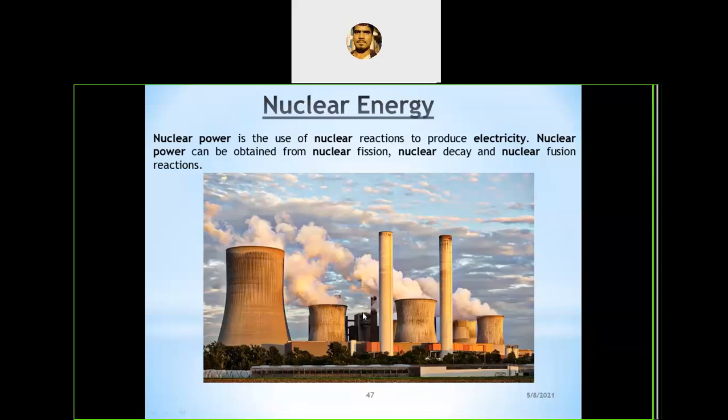And the energy is released by complete fission of 1 kg. If you take the example of 1 kg of uranium 235, the amount of energy released from uranium 235 is equal to the total energy obtained by burning 4500 tons of high grade coal.